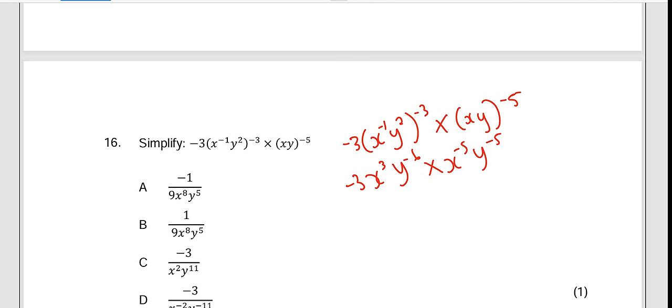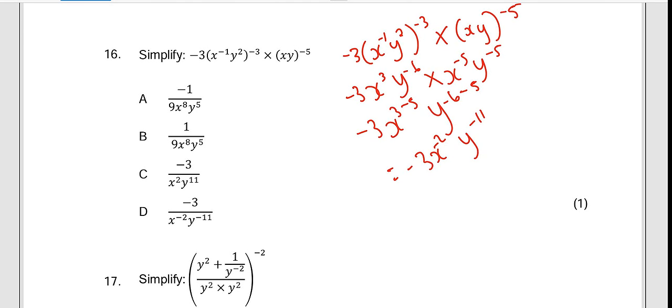Now we're going to use the laws of exponents. Negative 3, if we have nothing, we have 1 here. It's going to be negative 3, x to the 3. When the bases are the same and we have a multiplication, then we add what? We add exponents. It's going to be 3 minus 5, y to the minus 6 minus 5. It's going to be minus 3, x to the minus 2, y to the minus 11.